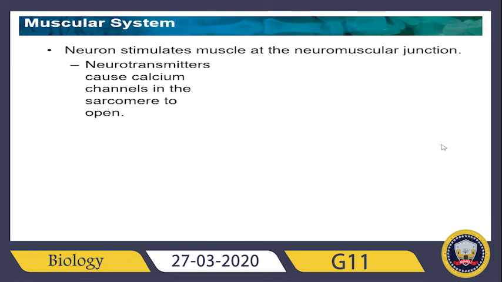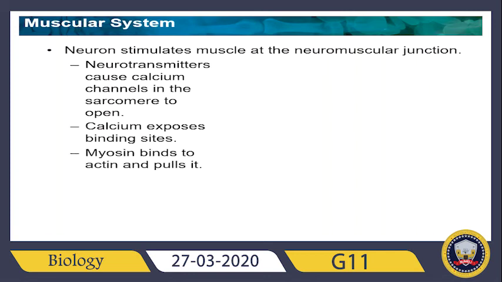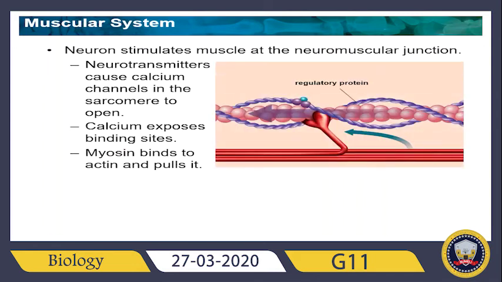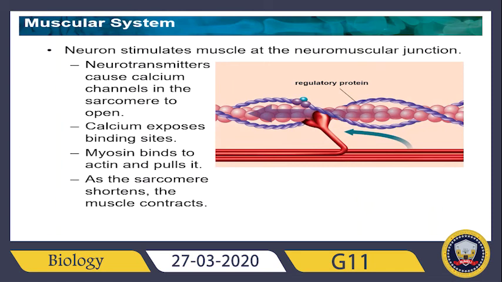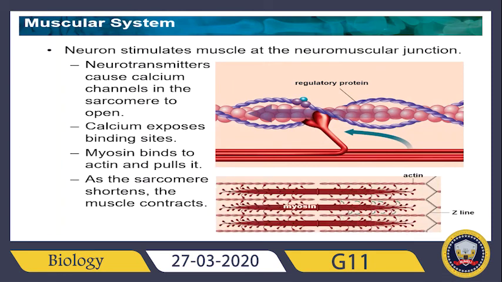Now, neurotransmitters cause calcium channels in the sarcomere to open. So neurotransmitters again will cause calcium channels in the sarcomere to open. The calcium exposes binding sites. Myosin binds to actin and pulls it. This is how. So this is the actin, guys. This is the junction. Let's see it. As the sarcomere shortens, the muscle contracts. Let's take a look here.